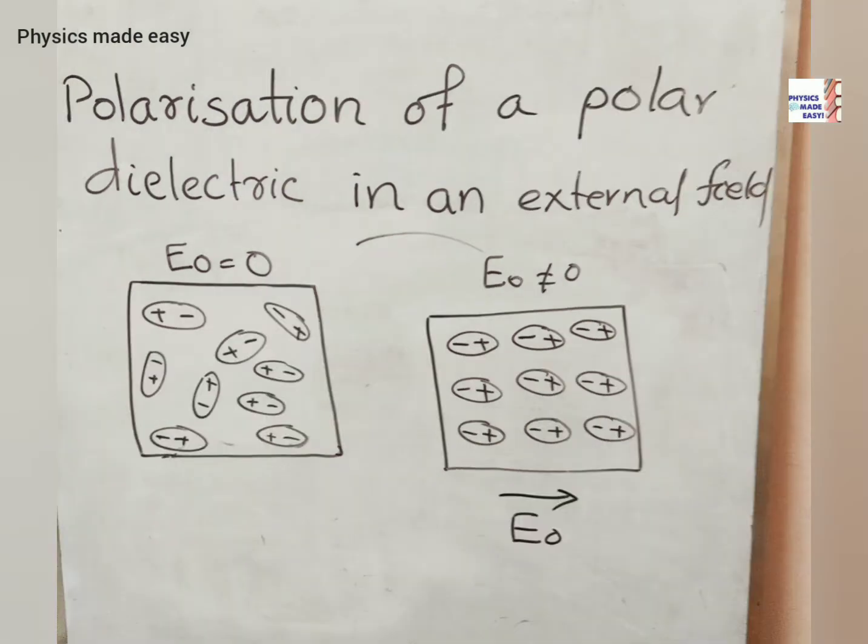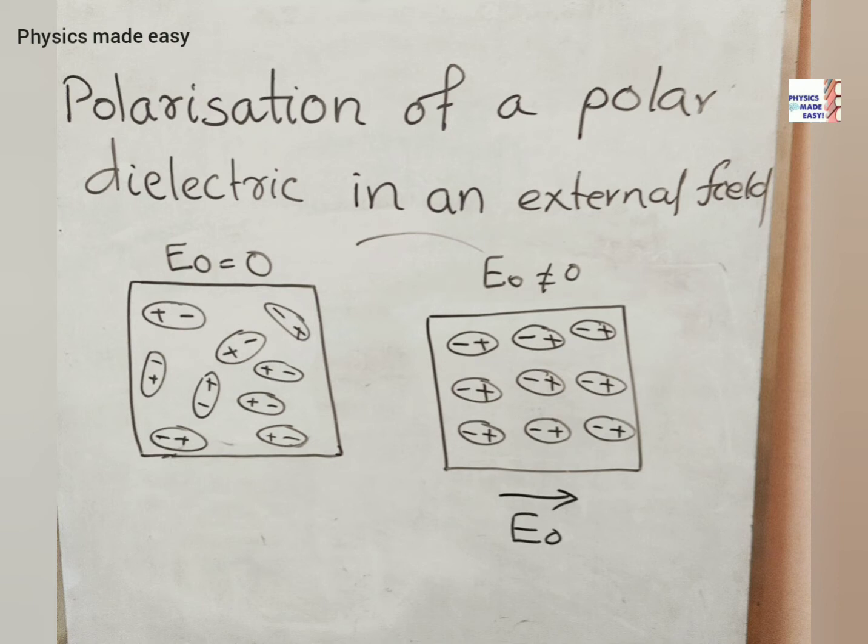Polarization of a polar dielectric in an external field. In a polar dielectric, the centers are separated by a distance. The molecules of a polar dielectric have permanent dipole moments. In the absence of an external electric field, these dipole moments of different molecules are randomly oriented due to thermal agitation in the material, as shown in this figure. So the total dipole moment is zero. But when an external field is applied, the dipole moments of different molecules tend to align with the field. Due to this, there is a net dipole moment in the direction of the field.